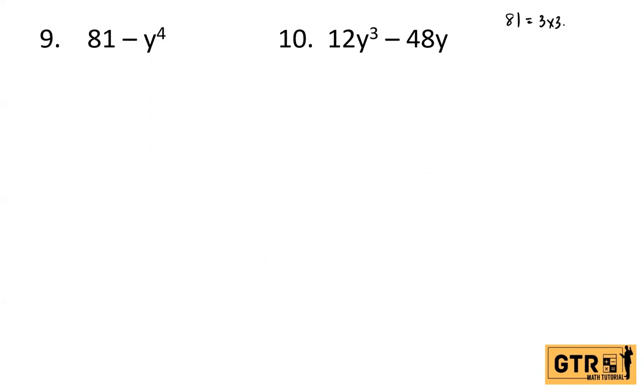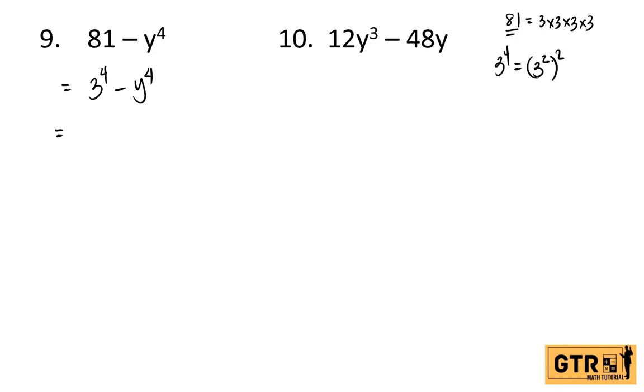3 times 3, that is 9. Times 3, that is 27. Times another 3, that is equal to 81. So therefore, ang 81, that is equal to 3 to the fourth minus y to the fourth. Pero wala tayong direct formula para sa to the fourth power, kaya gagawin natin yung 3 to the fourth, pwede nating isulat ang 3 to the fourth as 3 square and then square.